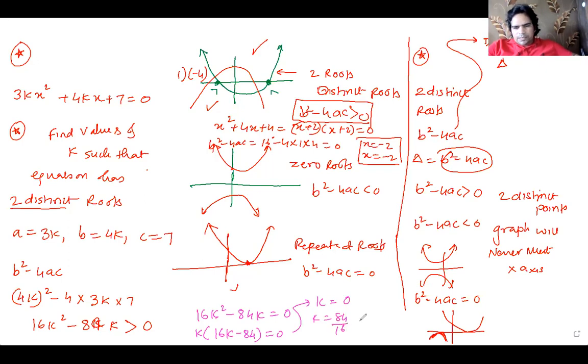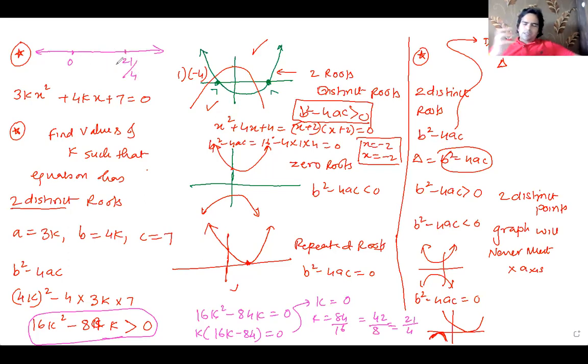Now, 84 over 16, you can simplify it if you want. This is nothing but 42 over 8, which can be further simplified as 21 over 4. So the roots of this quadratic that you have here are 0 and 21 over 4. The next step is to put these numbers on a number line. Now, 0 and 21 over 4.